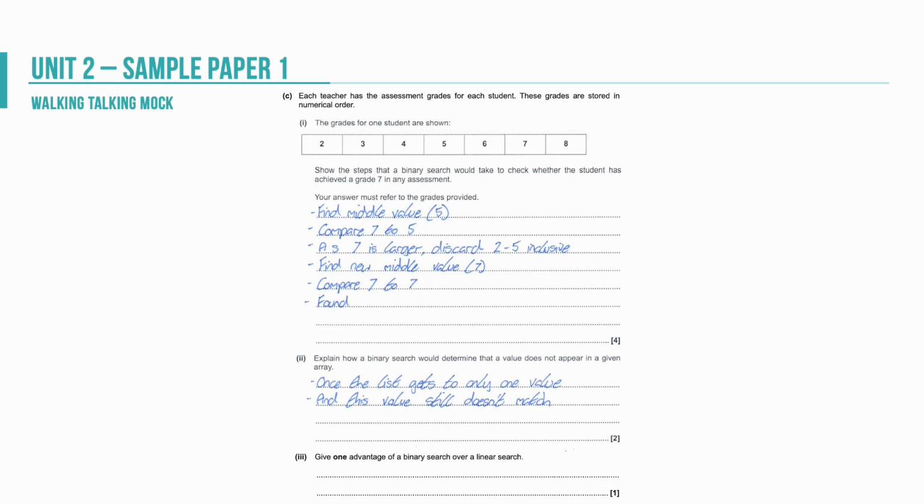Finally, give one advantage of a binary search over a linear search. That one is always going to be that it is faster. That is the big advantage of a binary search. It's going to be the speed, and it's always going to be that it's faster. If we were asked that question the other way round, why is a linear search better? It would be because it doesn't require it to be in numeric order.